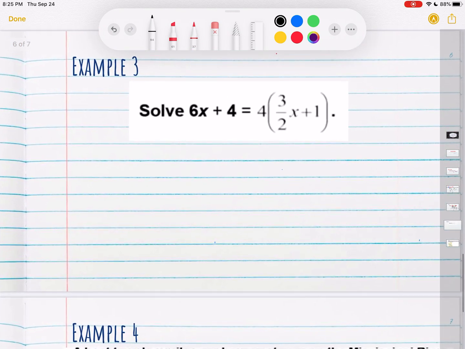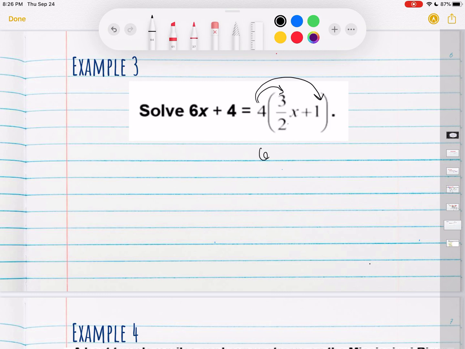Time for another example. 6x plus 4 equals 4 times (3/2 x plus 1). Well, first of all, it looks like there's something I need to simplify. See my parentheses, meaning it's time to do the distributive property. So on the right, I'm going to distribute the 4 to 3/2 x and 4 to 1. So 4 times 3/2 x, well, 4 times 3/2 is 12/2. Well, wait, 12/2 is just 6, right? Because that's 12 divided by 2.